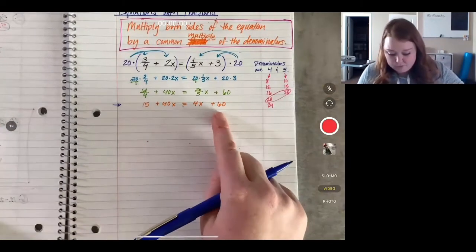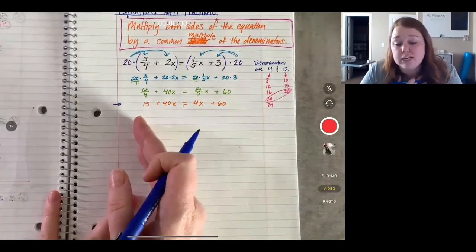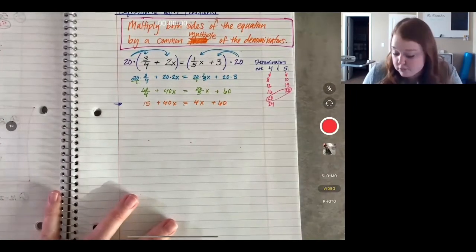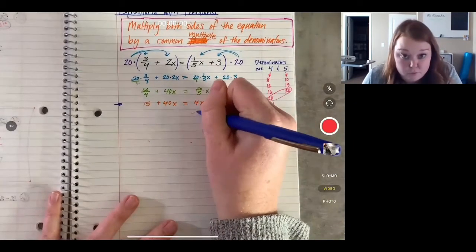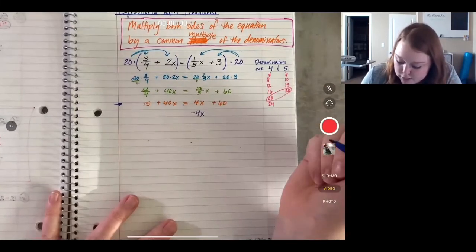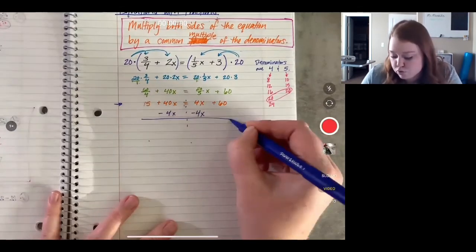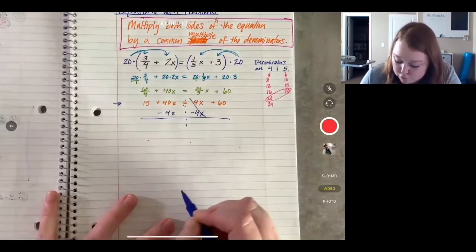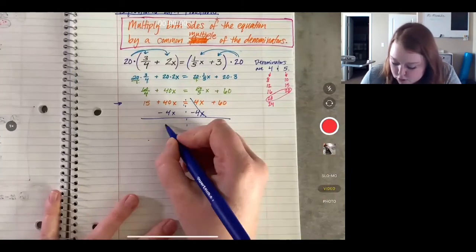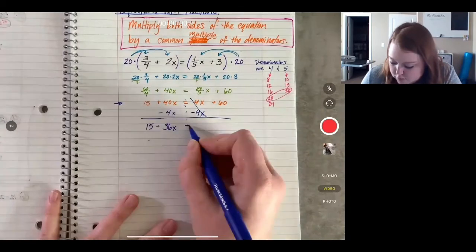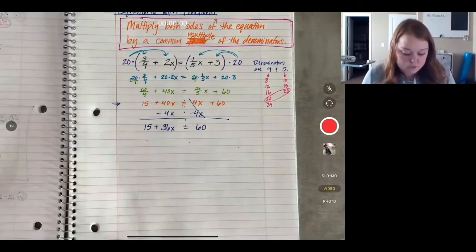This was last week. So I'm going to move all my variables to one side. I prefer the left side. If you want to move it to the right side, be my guest. So I'm going to move this 4x over. Since it's a positive 4x, I'm going to subtract 4x. Whatever I do on one side, I have to do to the other. 4x's cancel to nothing. 40x minus 4x is 36x, positive. Drop down the 15, drop down the 60.